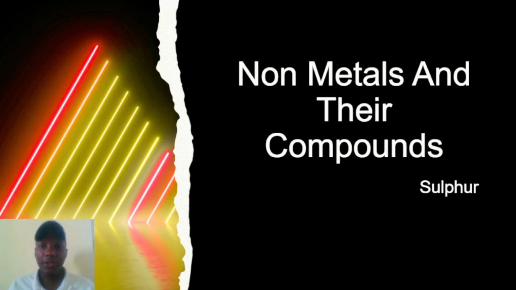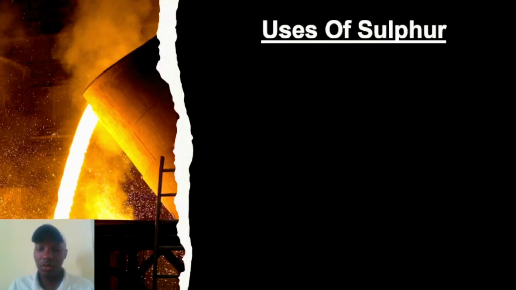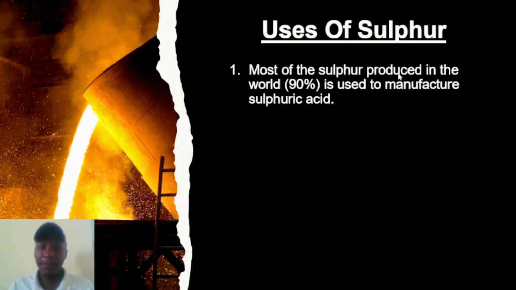Our chapter is nonmetals and their compounds, and we are still discussing sulfur. In our previous session, we discussed the various preparations of sulfur and its chemical properties. In this session, we'll finish up by discussing the various uses of sulfur. We'll start with the first one.